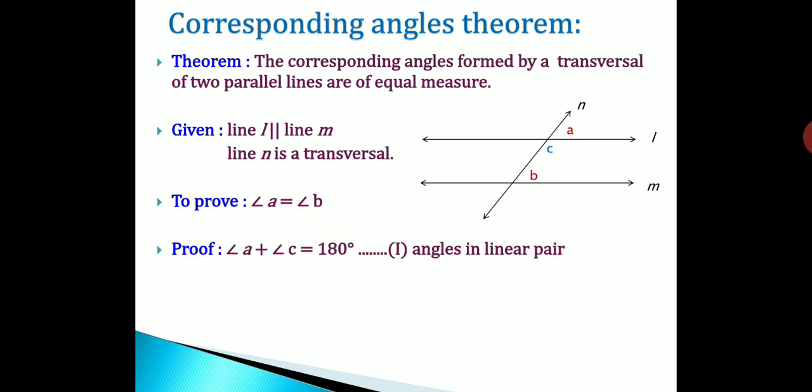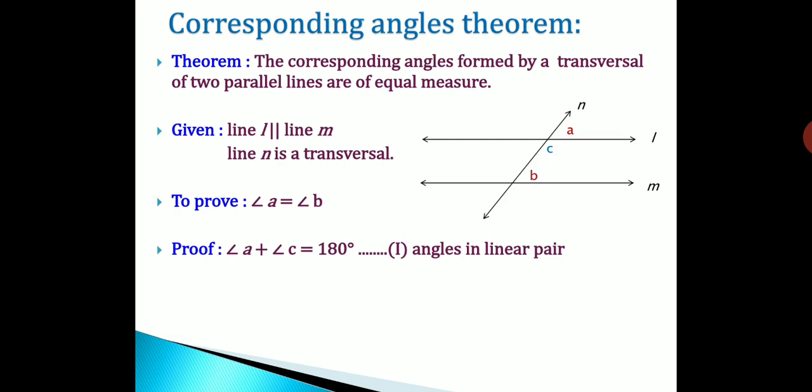If you observe the figure carefully, you can see that angle A and angle C are forming a linear pair. So here angle A plus angle C is equal to 180 degrees. It is statement number 1, and the reason is angles in linear pair.